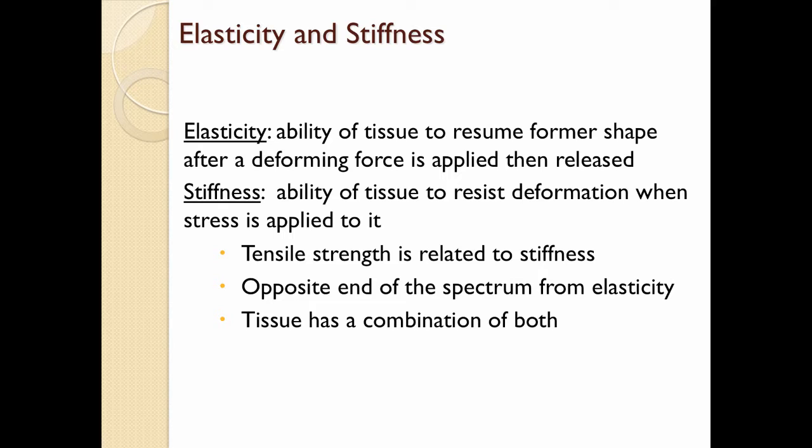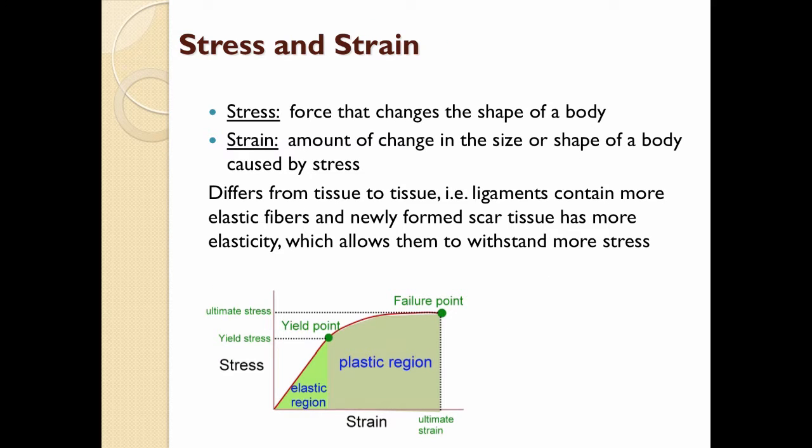We also have stiffness in our tissue, which is the ability of tissue to resist deformation when stress is applied to it. So this gives us tensile strength, and stiffness is on the opposite end of the spectrum from elasticity. And our tissue has to have a combination of both. It has to have the bounce back ability, and it has to have the ability to resist deformation as well. And then I believe we saw this stress-strain curve in our lecture about flexibility. So it's probably something important for you to know, especially on an exam, since you've seen it twice now.